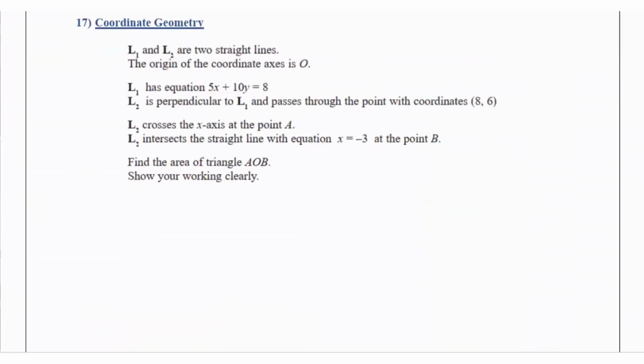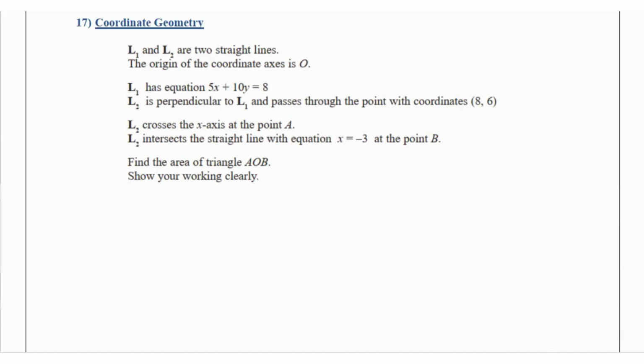Then it says that L1 and L2 are two straight lines. The origin of the coordinate axis is O. L1 has equation 5x plus 10y equals 8. L2 is perpendicular to L1 and passes through the point with coordinates (8, 6). L2 crosses the x-axis at the point A. L2 intersects the straight line with the equation x equals -3 at the point B. We have to find the area of triangle AOB.